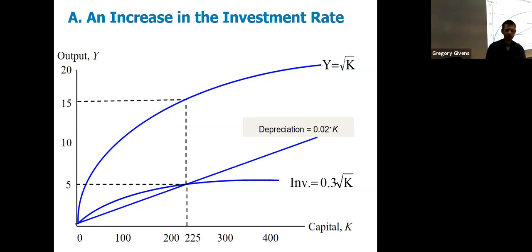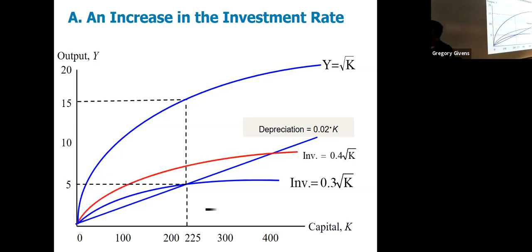Well, let's take this one step at a time. What changes on this picture? The investment schedule is going to shift up, right? So if it's now 0.4 times the square root of k, the entire investment curve kind of rotates, what, counterclockwise, or shifts up from the origin? Good. All right, so Sean, let's take this one step at a time here.